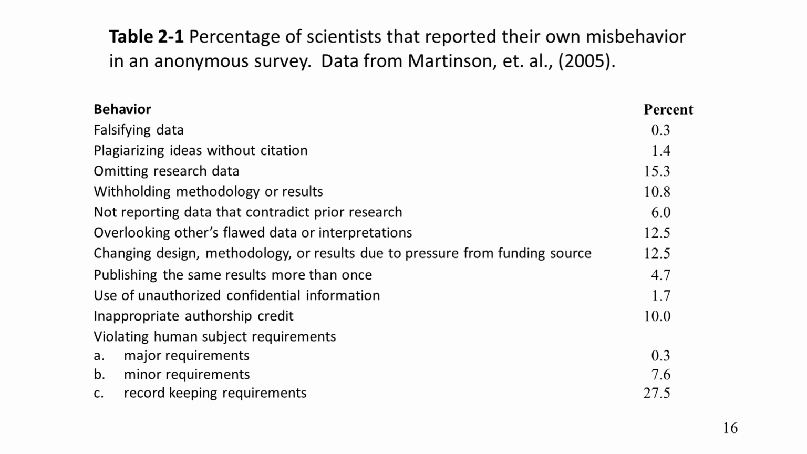This is probably a minimum level. Probably more have done that. If we look at the one about in the middle, changing the design, methodology, or results due to pressure from the funding source, that's almost 13% of scientists say they've done that. So it's a little frightening to think how the scientific literature is being contaminated. And this is largely due to pressures on scientists. I'm under question now as a tenured faculty member because I'm not bringing in enough money from federal sources.